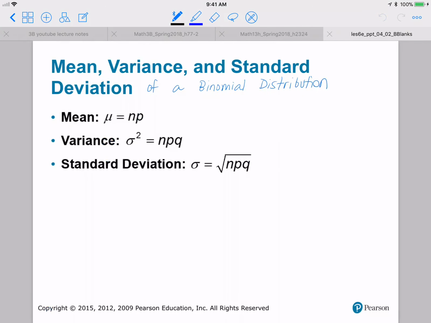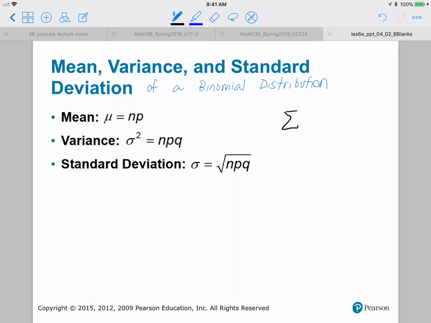All right, so we're getting towards the end here. This is the last concept that I want to introduce you to, finding the mean, variance, and standard deviation of a binomial distribution. I wanted to put that in there because we have these complicated formulas for the mean, the variance, and the standard deviation of a distribution in general, right?